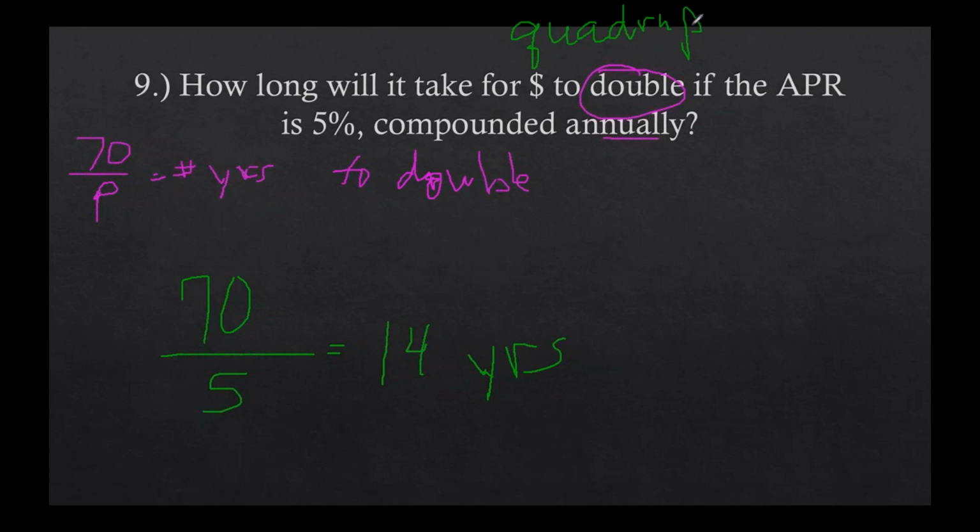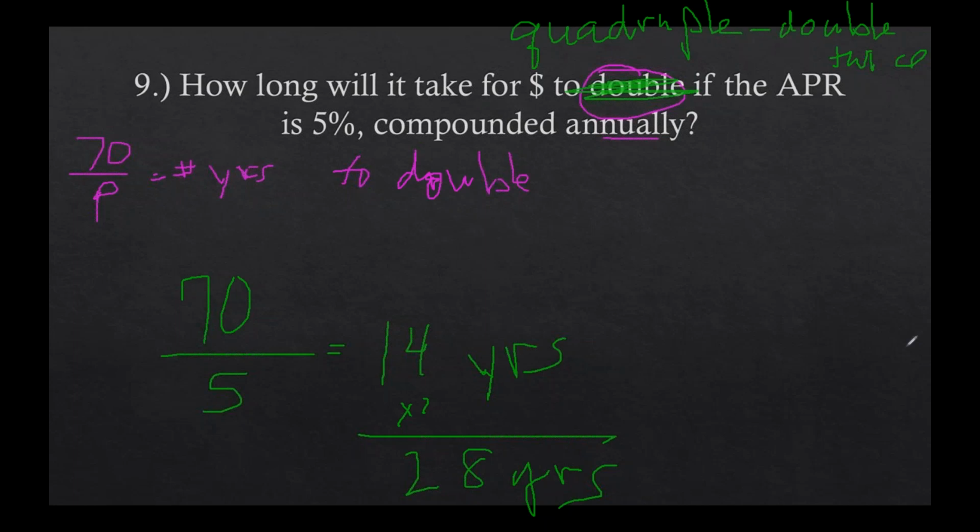Now, just something to throw out because I know web work. If you see something that's quadruple, what does it mean to quadruple something? Yeah, it's 4 times. You're doubling twice. So if this question had said quadruple instead of double, well, if it will double in 14 years, then it will quadruple in 28 years, because quadruple is doubling twice, because you're multiplying by 4. Okay, just so that when you get to that web work question, you're not, what the what? There you go.